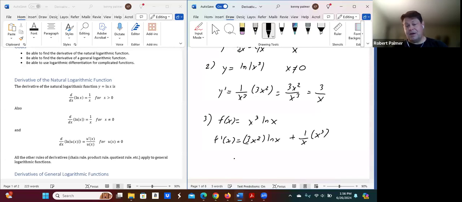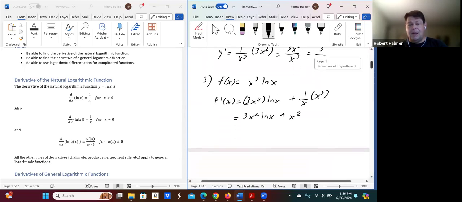And now simplify if I can. The first expression can't really simplify. There's nothing I can combine. I'll just write it as 3x squared times the natural log of x. And this, we have x cubed over x, which is going to be plus x squared. Okay.